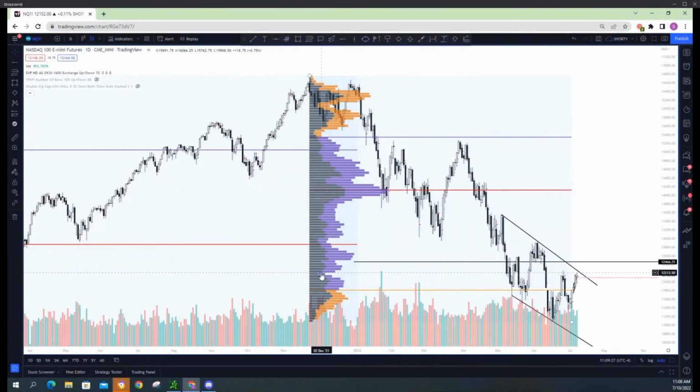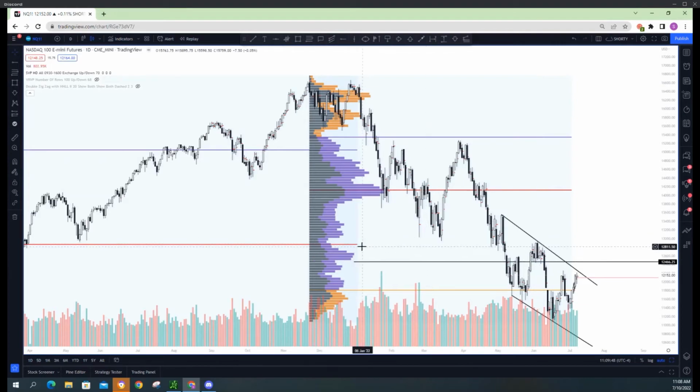So here's your start of that shelf at 12.2, 12.213. And you can mark that shelf to be all the way up to here at 12.371. And then you have a lot of supply until you break this, which kind of matches to your previous lower high.